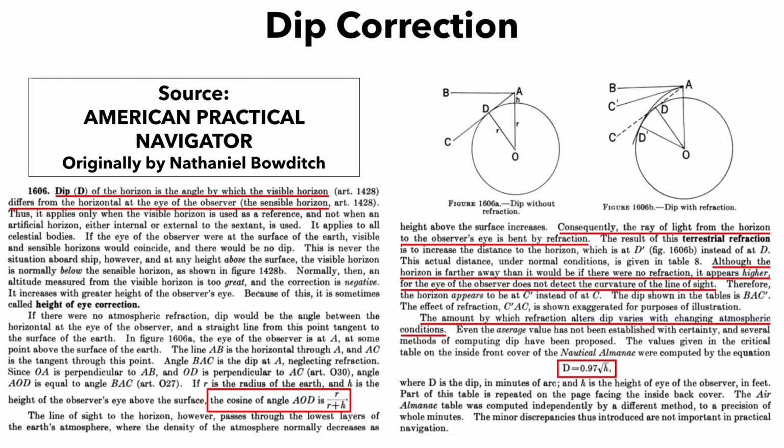It also acknowledges that we have a density gradient, and consequently the ray of light from the horizon to the observer's eye is bent by refraction. It even explains that the horizon is further away than it would be if there were no refraction, and it appears higher because the eye of the observer does not detect the curvature of the line of sight. And it also says that the amount by which refraction alters dip varies with changing atmospheric conditions.